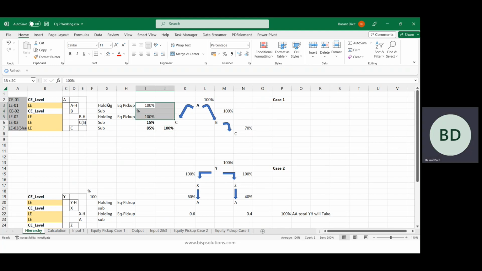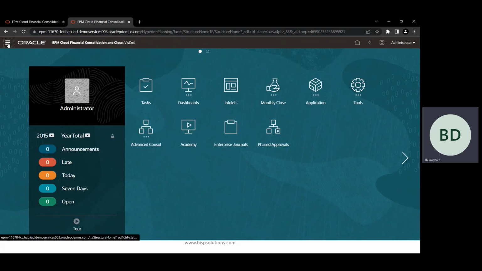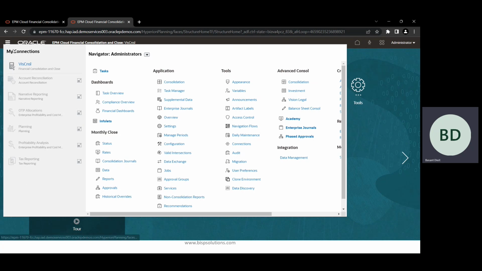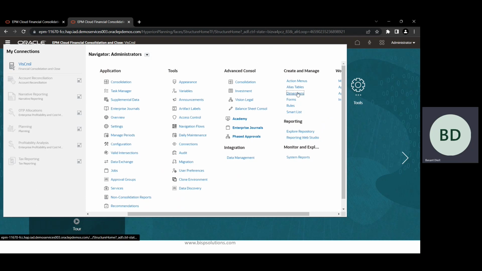Okay, so let's move on further. Let me tell you how we can make a hierarchy, and how the hierarchy is made. And one more thing, only in the holding case is the equity pickup used. That is why it is written that we can only use equity pickup in these entities. Okay, we get to see the data in these entities. Okay, so this is my FCC application, and in our FCC application, at the top left side you can see the navigator, and we have to go to Dimensions under Create and Manage. So let's open.